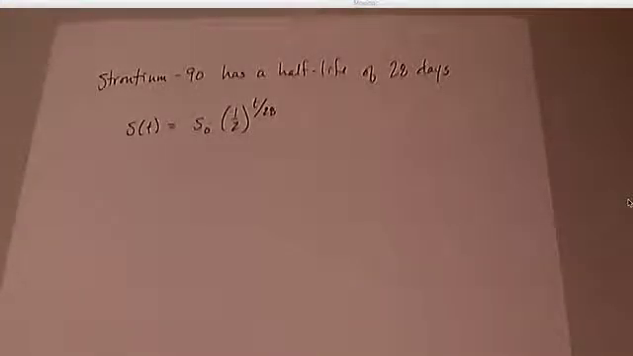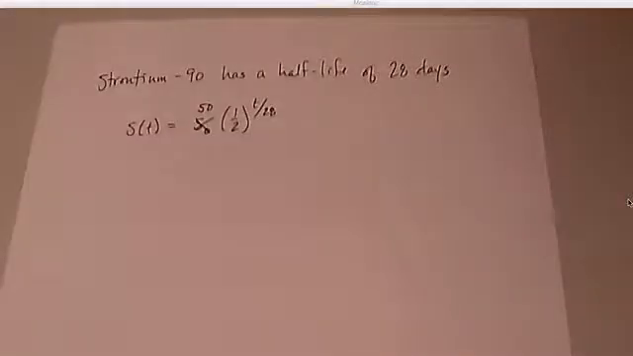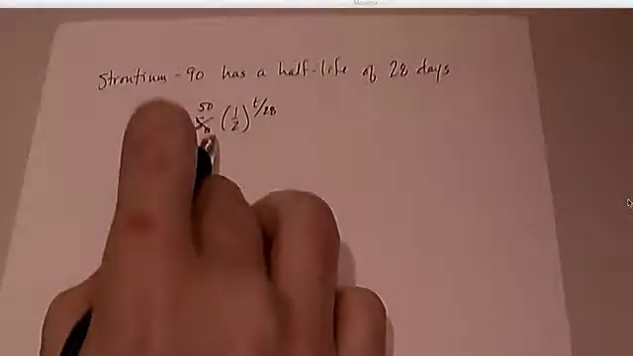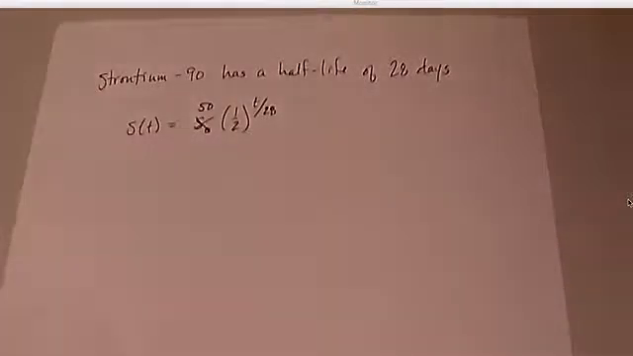Part A says a sample has a mass of 50 milligrams initially. Okay, well, there you go. That's 50. So it's 50 times 1/2 to the t over 28. That ought to be really easy to set up.